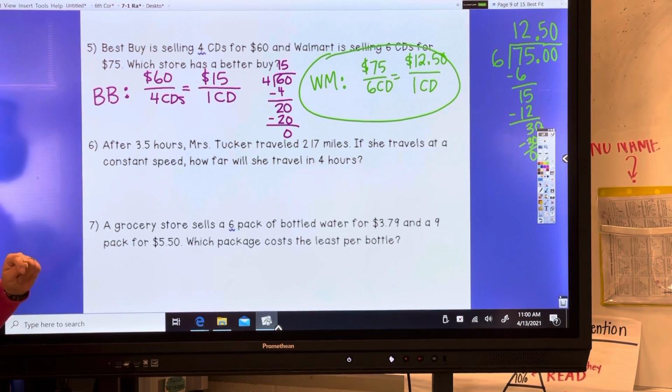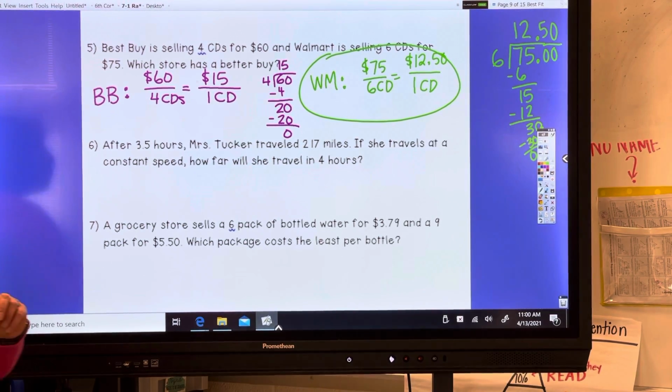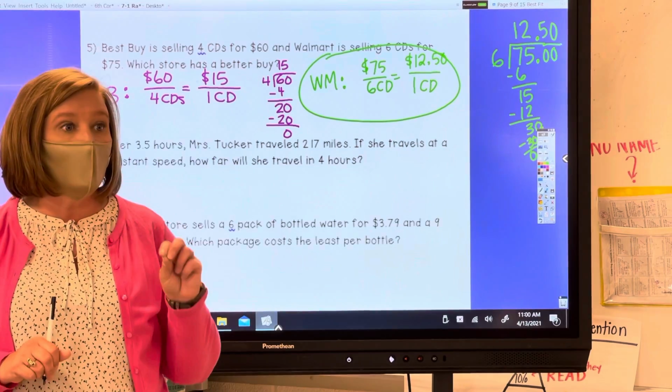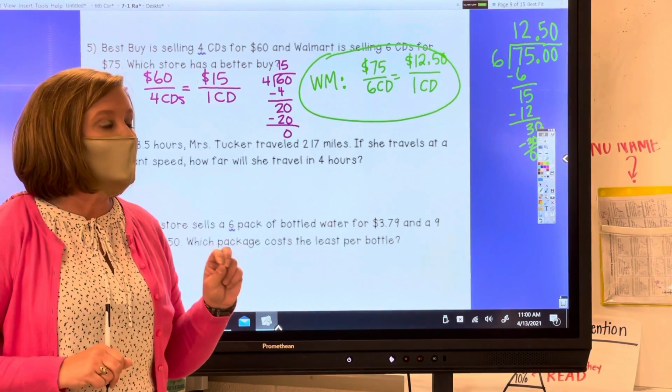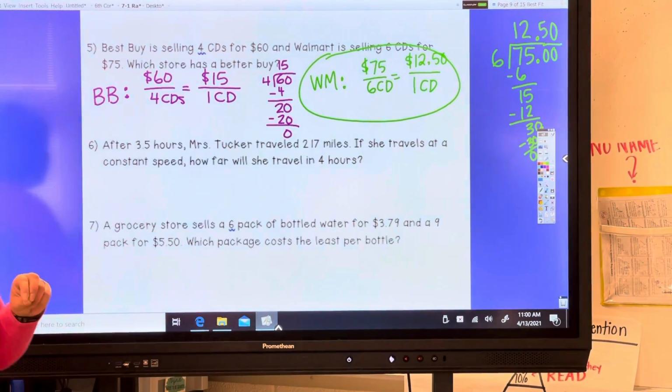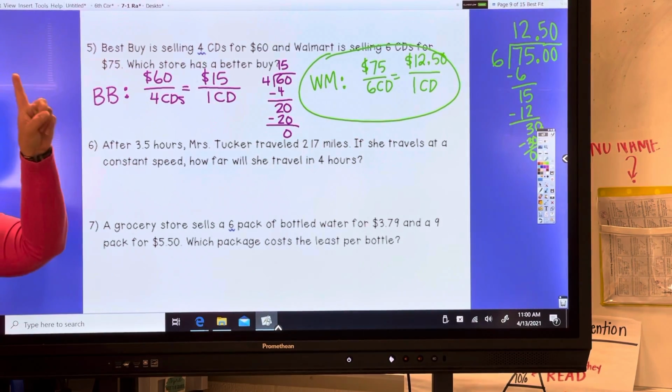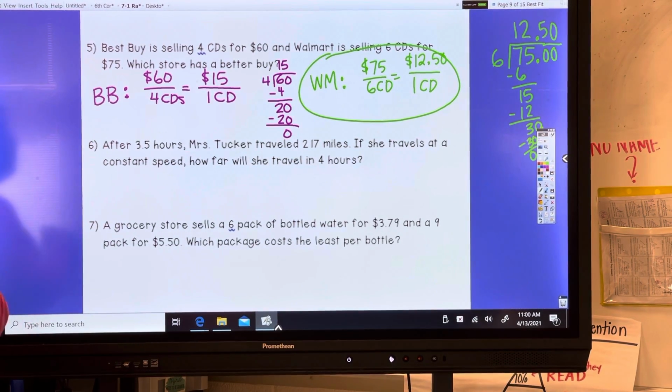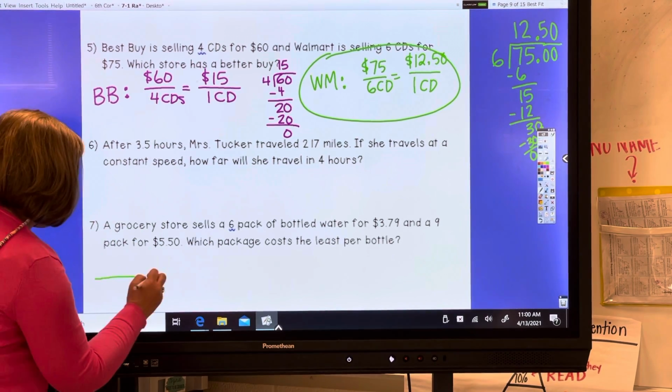A grocery store sells a 6-pack of bottled water for $3.79 and a 9-pack for $5.50. Which package costs the least per bottle? So what's going to have to go in the bottom of my ratio? Because I want to know per one bottle. One what? What quantity is that? Bottle. So we need the bottle in the bottom.